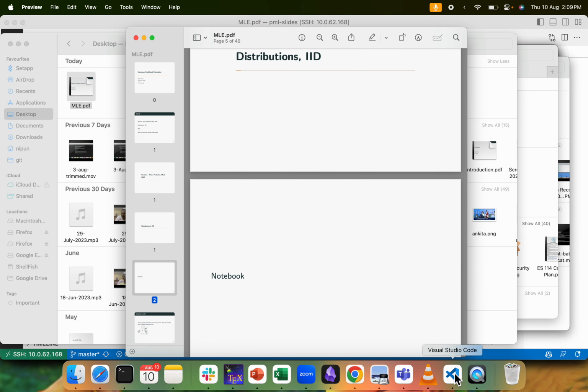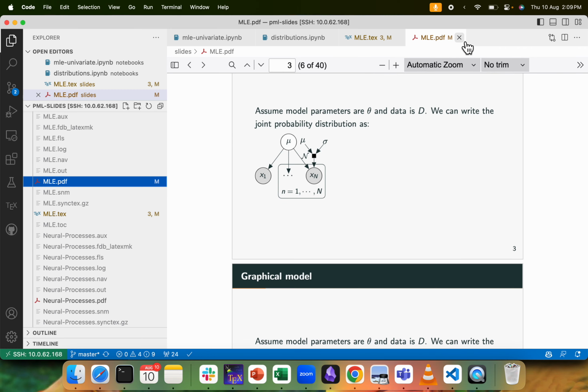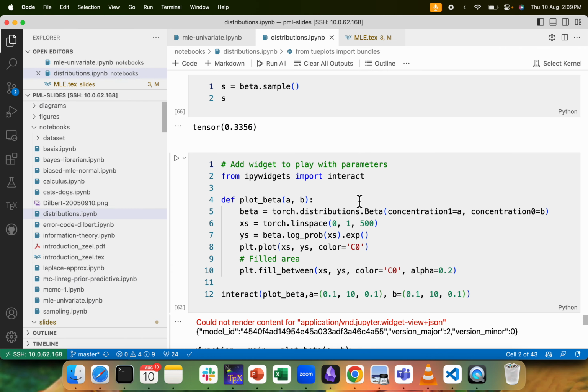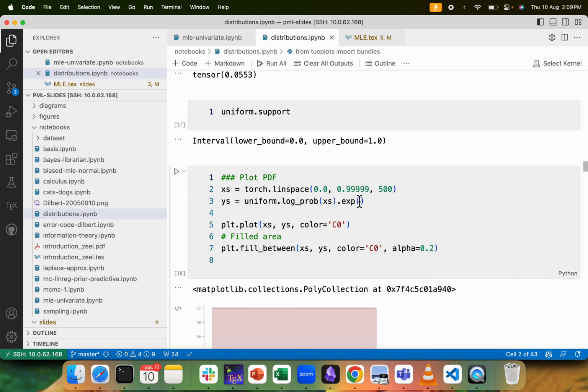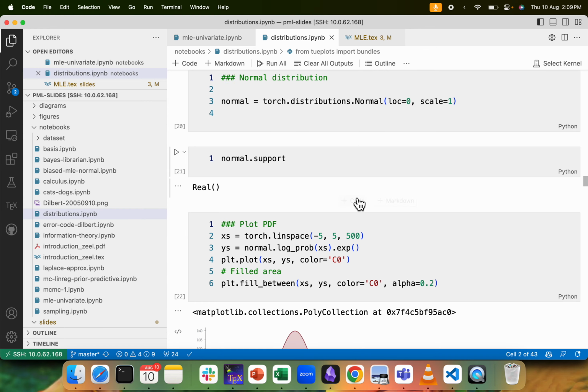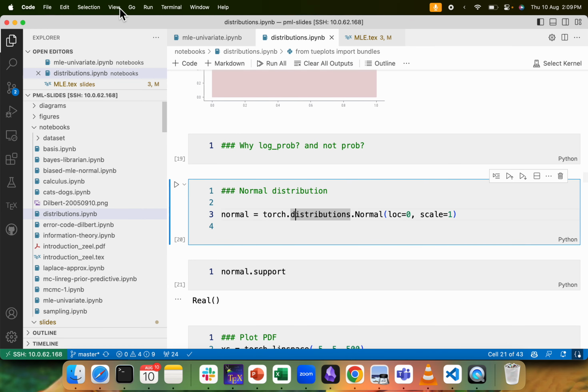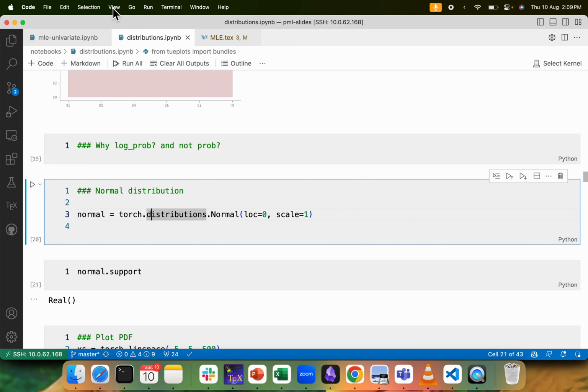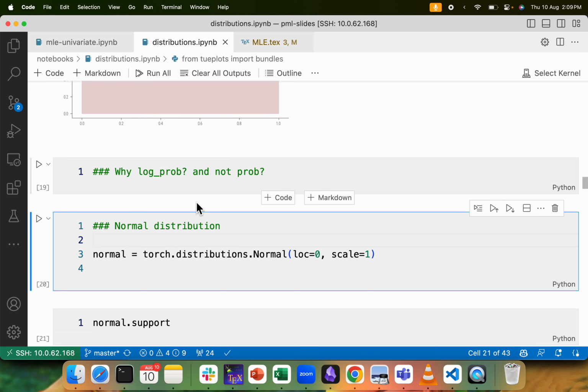So I'll directly go to the notebook to discuss distributions. I'll start off with the normal distribution, and this is what I had also discussed previously. Is the screen visible? Can you see the text at the back?